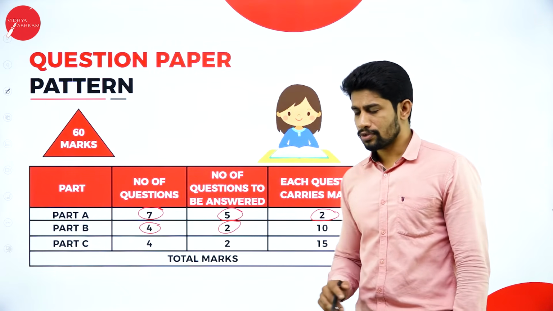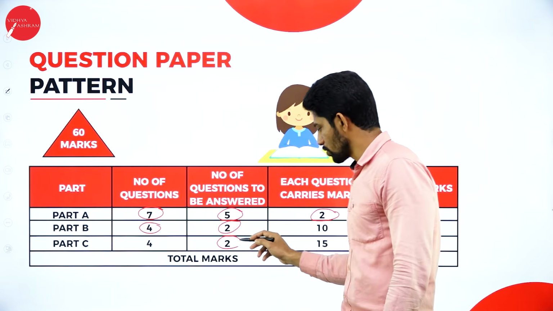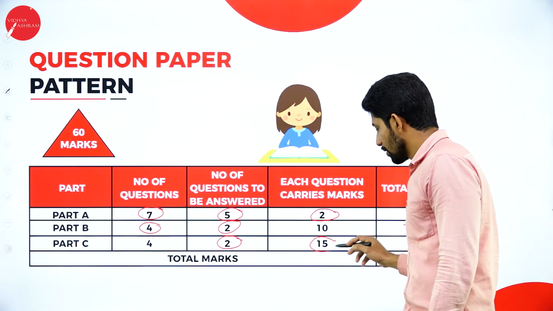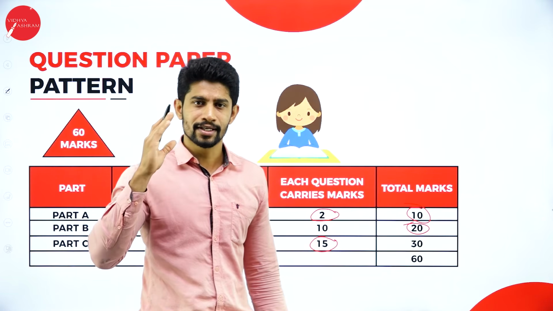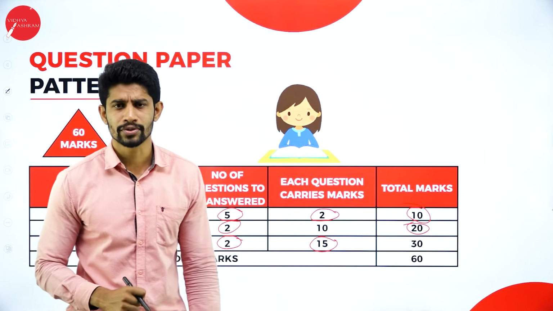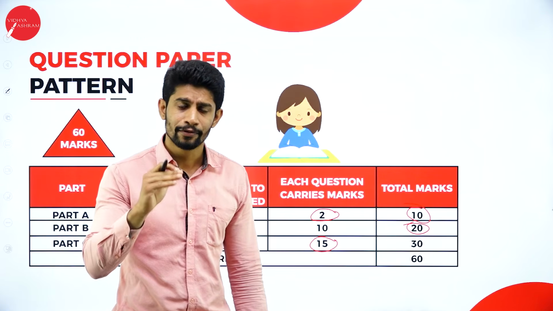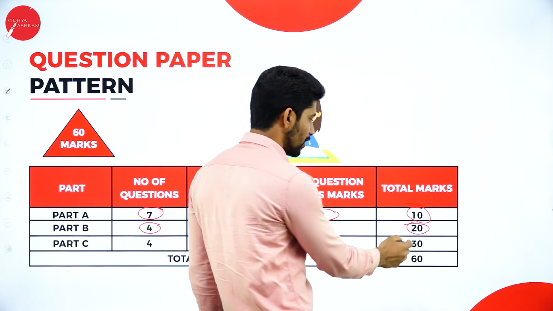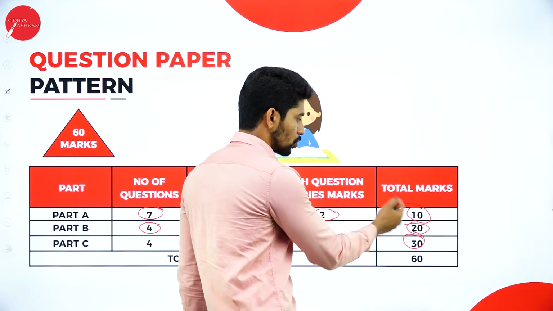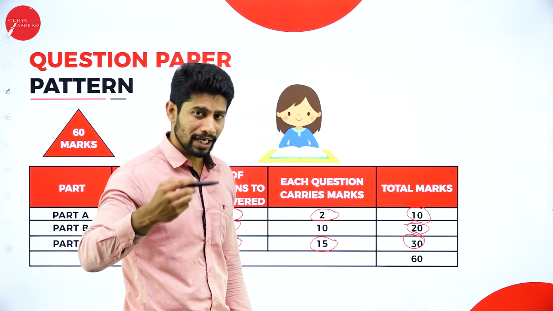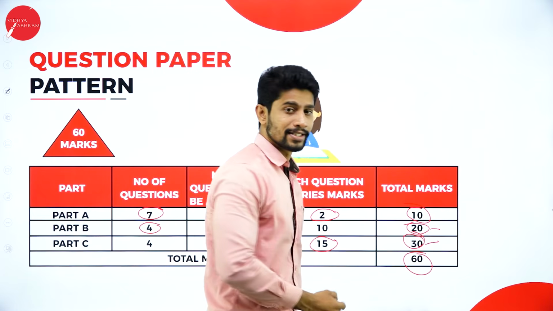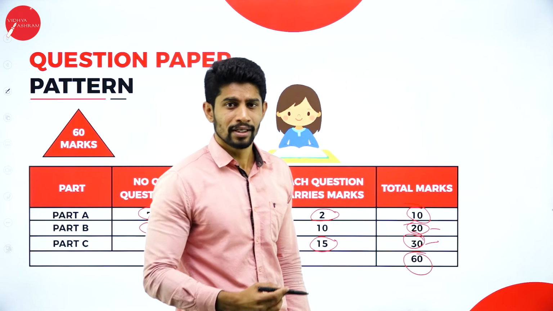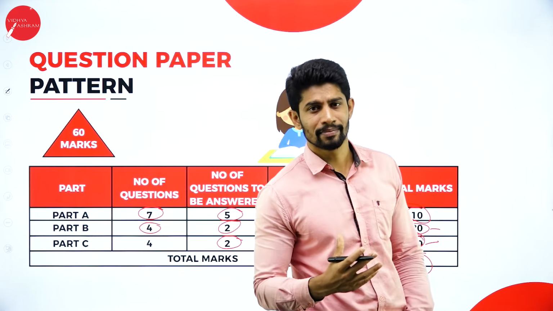Part C, they'll be giving 4 questions and you'll be answering 2 questions. Each question carries 15 marks, totally for 30 marks. So from part A, part B and part C, 10 plus 20 plus 30, totally 60 marks. So for the main exam, you'll be getting questions for 60 marks.